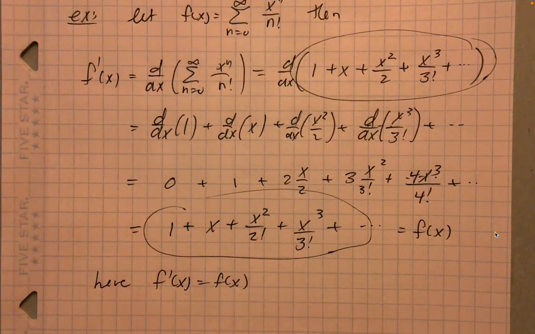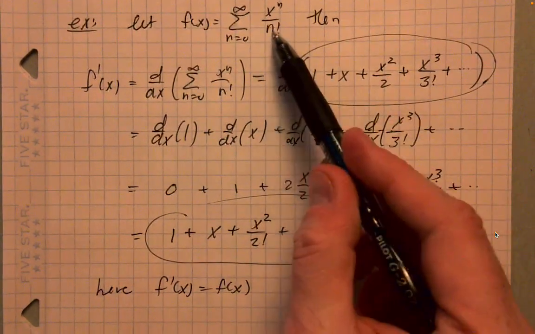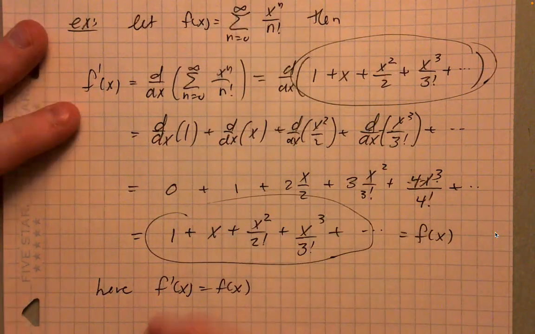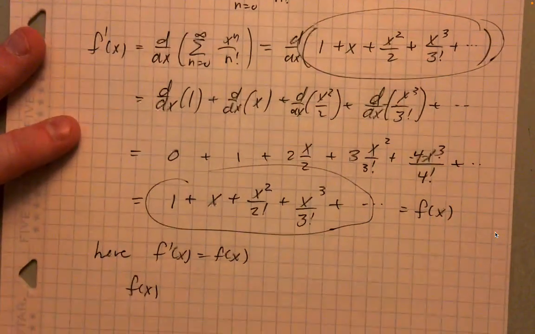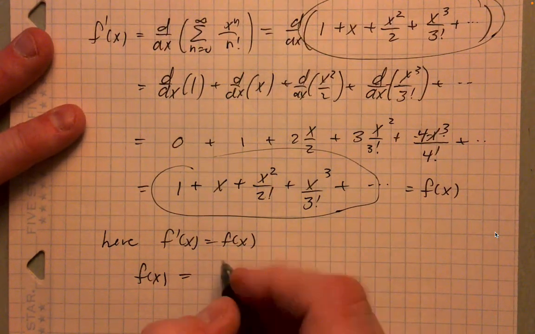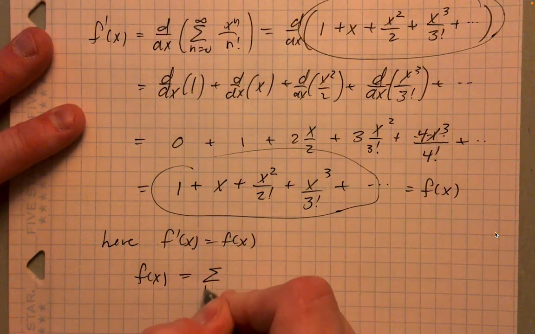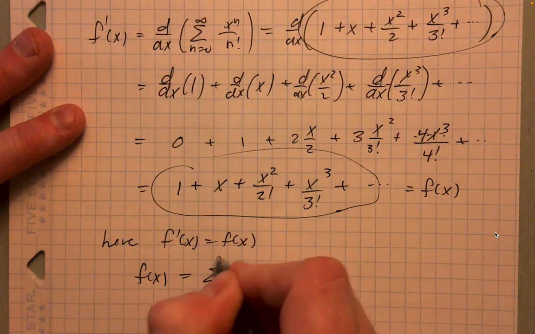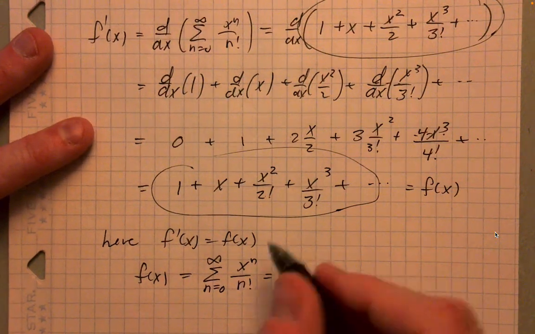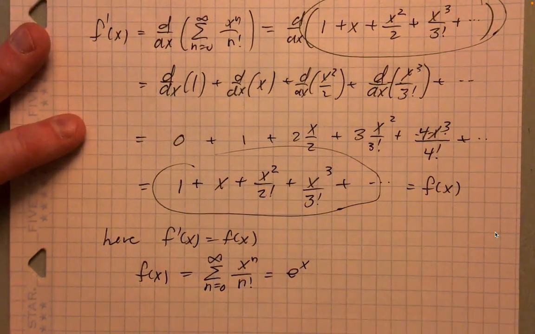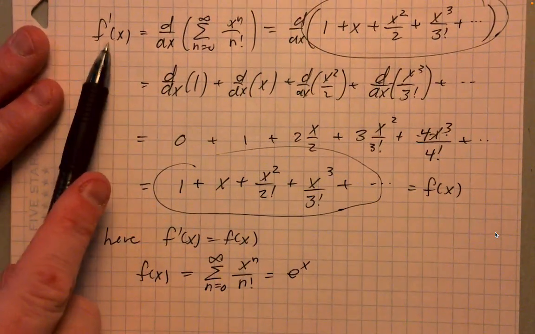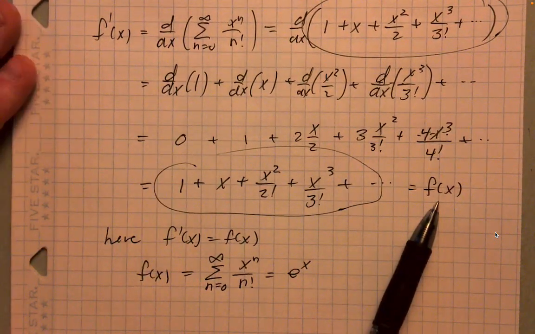Do we remember where this power series came from? You might remember, obviously, if you've watched the videos. But this power series, the sum from n equals 0 to infinity of x to the n over n factorial, is the power series for e to the x. And so it makes sense that when we differentiate it, we get the same thing.